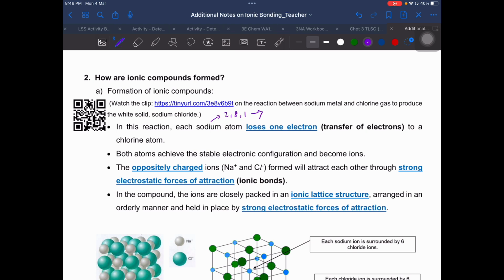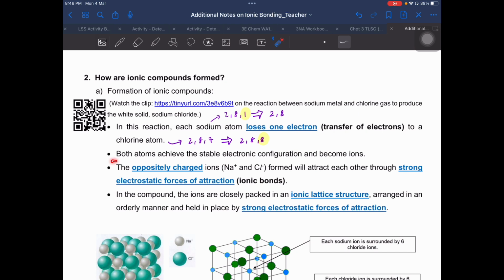When it goes through the reaction, it actually becomes 2,8, and therefore one electron is lost. So that's what this statement is trying to say. Chlorine atom is 2,8,7. When it goes through a reaction, it now becomes 2,8,8, right? So this statement is trying to say that there's actually one electron that went over, and therefore it becomes an ion for both of them.